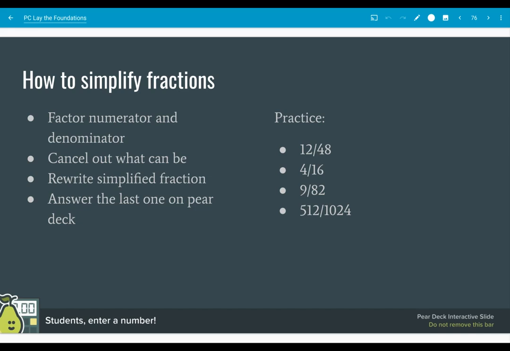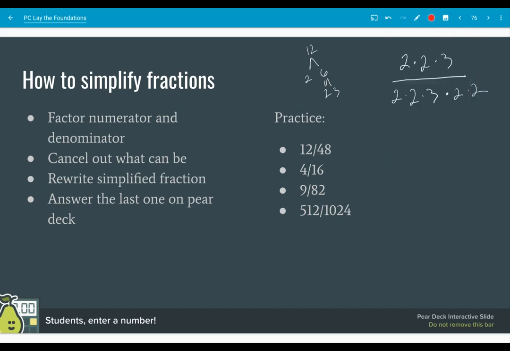So let's look at this first one, 12 divided by 48. What I would do with 12 is prime factor it. I know my factors of 12 are going to be 2 and 6, and then that's 2 and 3. So I'm going to have 2 times 2 times 3. Then I'm going to prime factor 48, which I know is 12 times 4. So it's 2 times 2 times 3, that's 12, times 4, which is times 2 times 2.